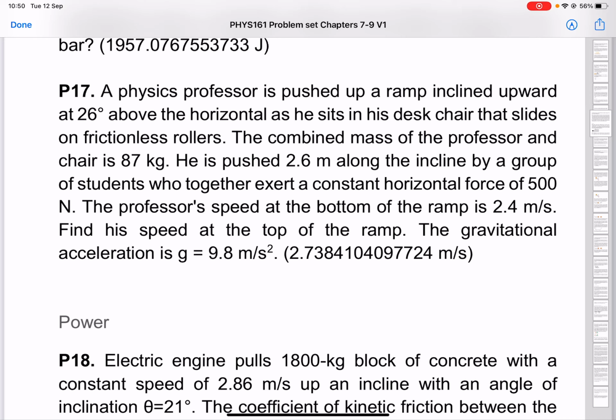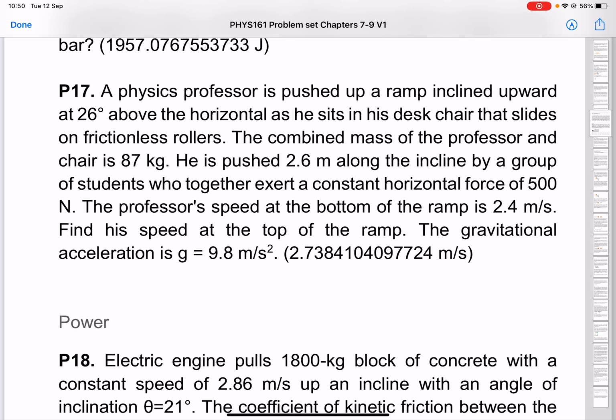Here we have problem number 17. A professor is pushed up a ramp inclined upwards at 26 degrees above the horizontal. He's sitting in a chair and slides on frictionless rollers. The combined mass of the professor and chair is 87 kilograms. He's pushed 2.6 meters along the incline by a group of students who together exert a constant horizontal force.